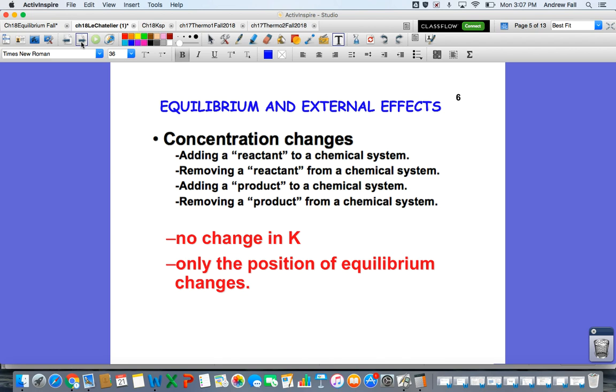If you remove a reactant, it's going to have to make more of that reactant to get you back to that K value. But none of these changes affect K. It only affects the position of the equilibrium, which we would call Q.